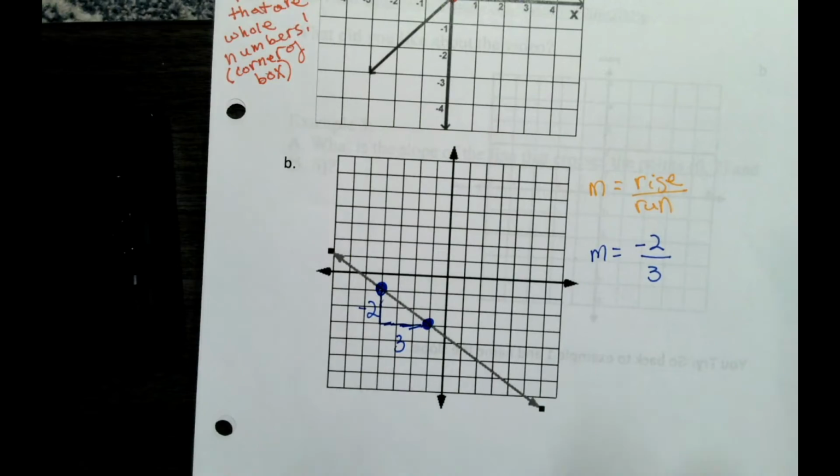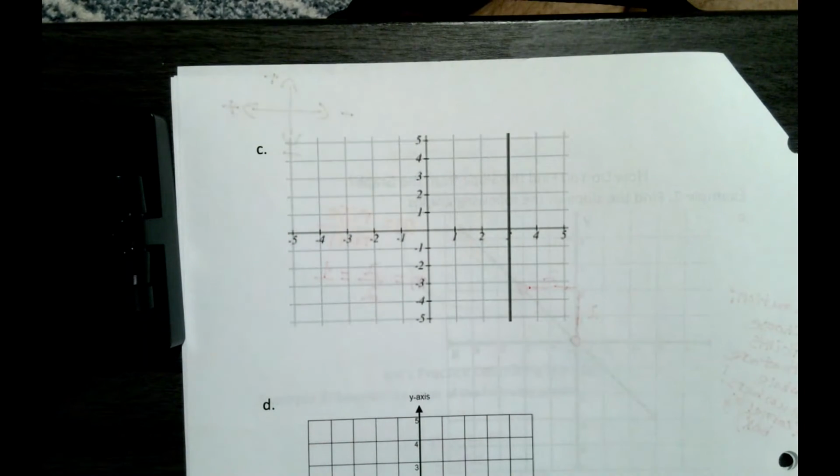Alrighty. Let's try another one. This time around, we've got a vertical line. We know that this means that we have an undefined slope, but let's see why.